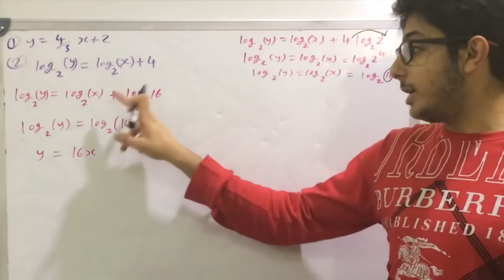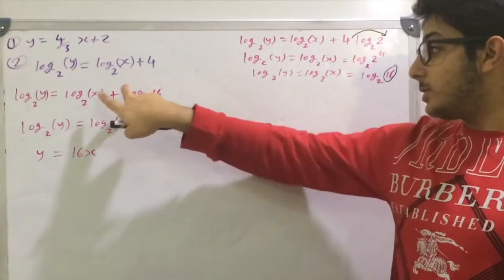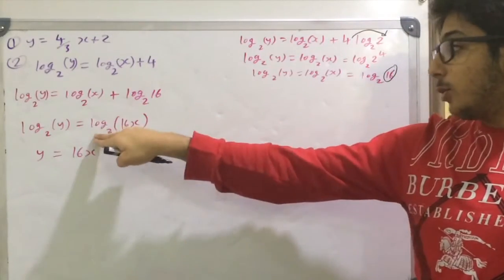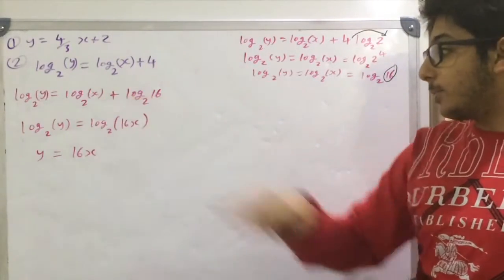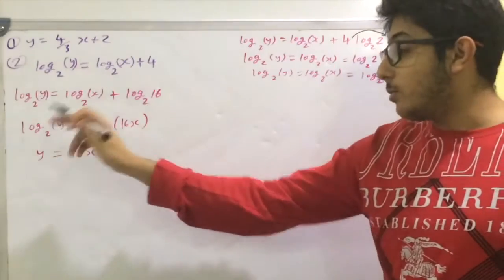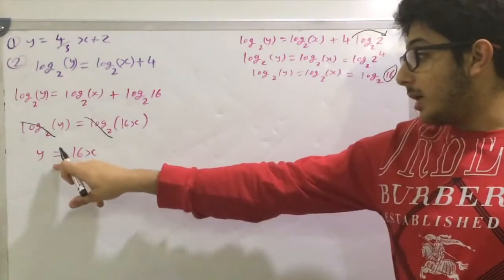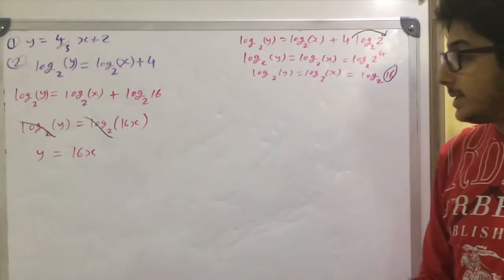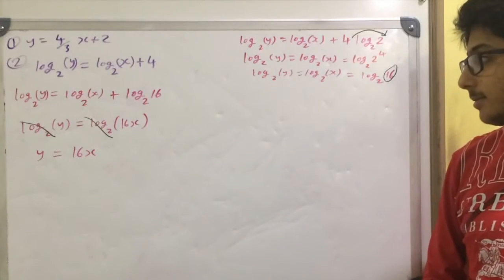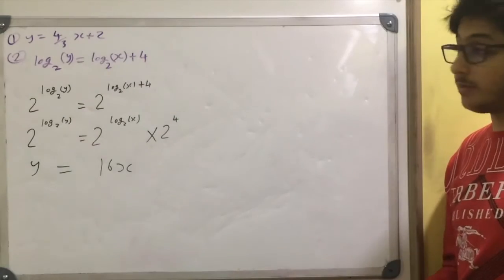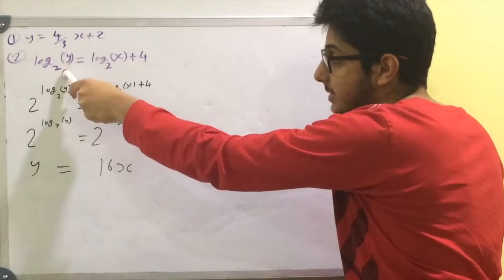And then using the multiplication rule, alright, bring these two functions together into 1 logarithm base 2 of 16 multiplied by x. So right now I can just get rid of the logarithms and make it y is equal to 16x. Alright?